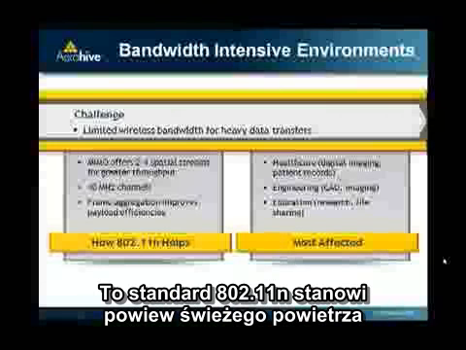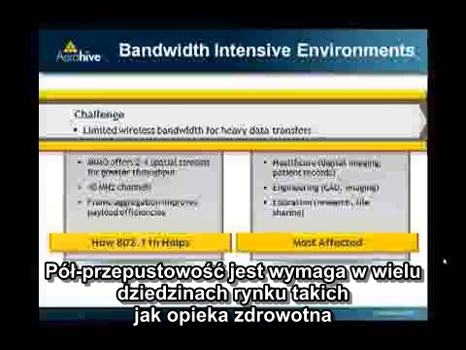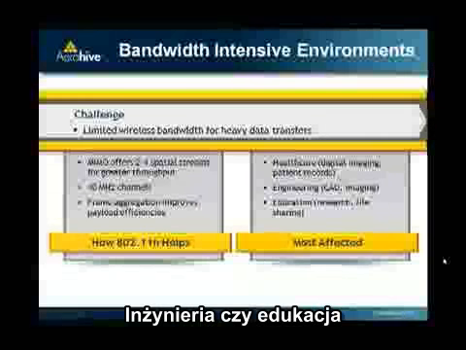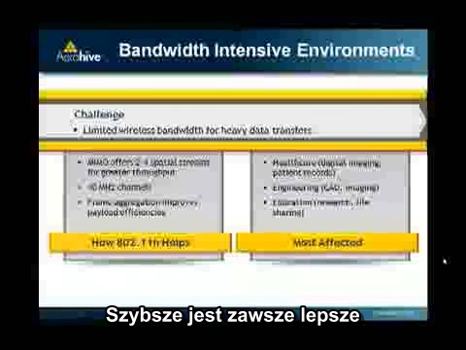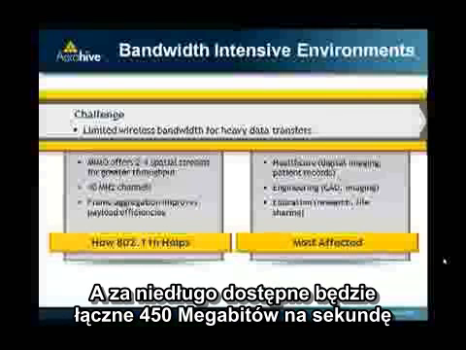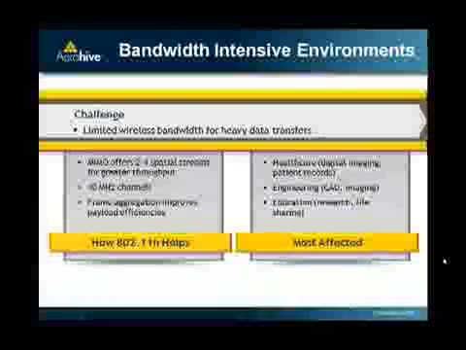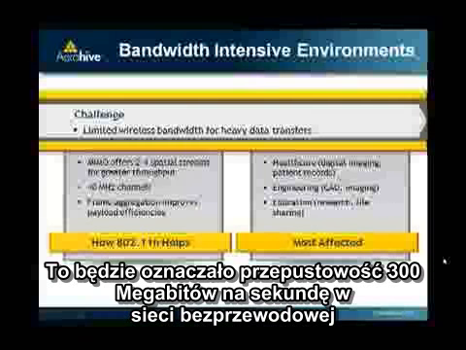High throughput is a networking requirement in a number of vertical markets such as healthcare, engineering, and education. Faster is always better, and soon we'll have 450 megabits per second MCS rates available. That will mean peak throughput levels of over 300 megabits per second across the wireless medium.